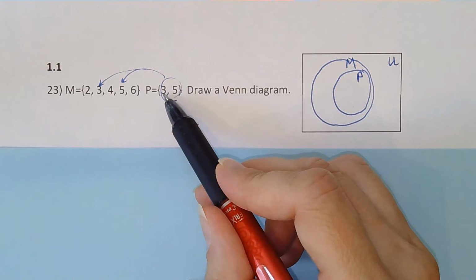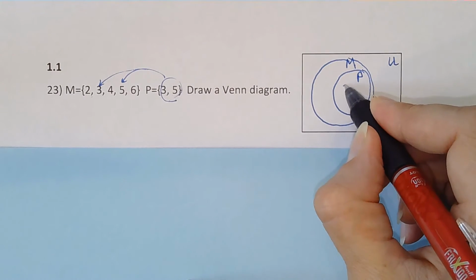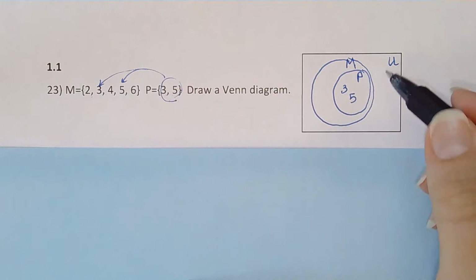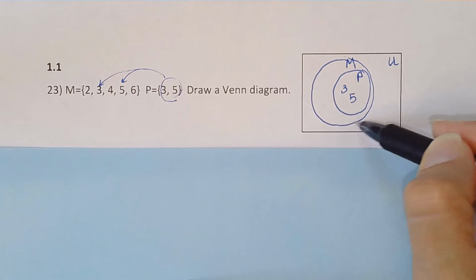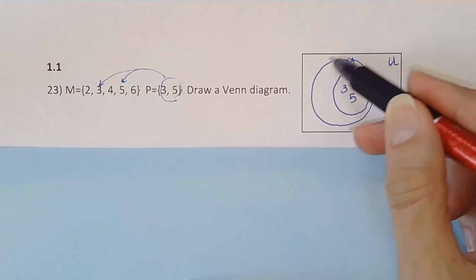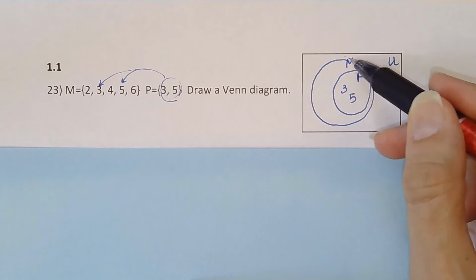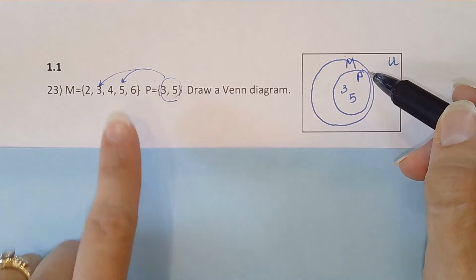So I'm going to start out with P. P has the elements 3 and 5. Those are in P, but notice they're also in M, so they're inside of the big circle of M, which means that we've already taken care of 3 and 5 being inside of M. What else is inside of M?